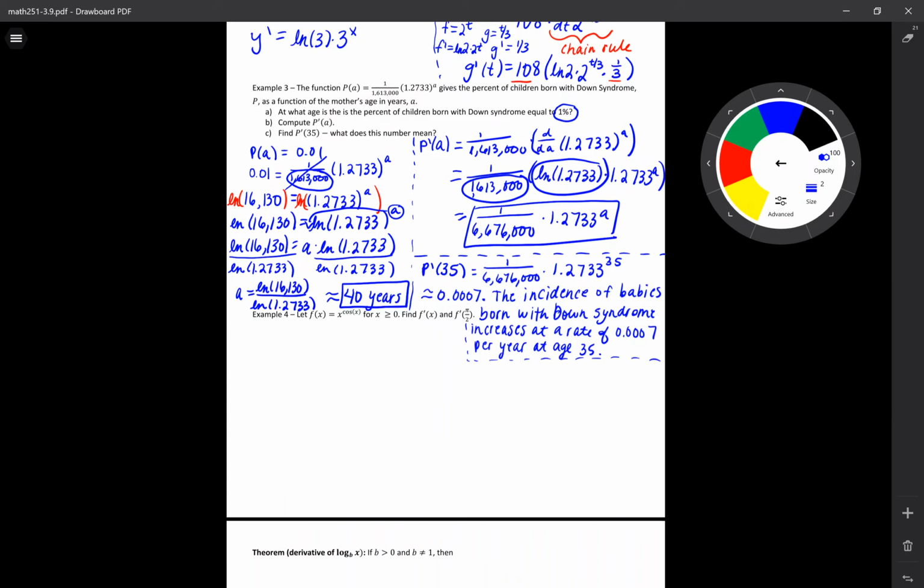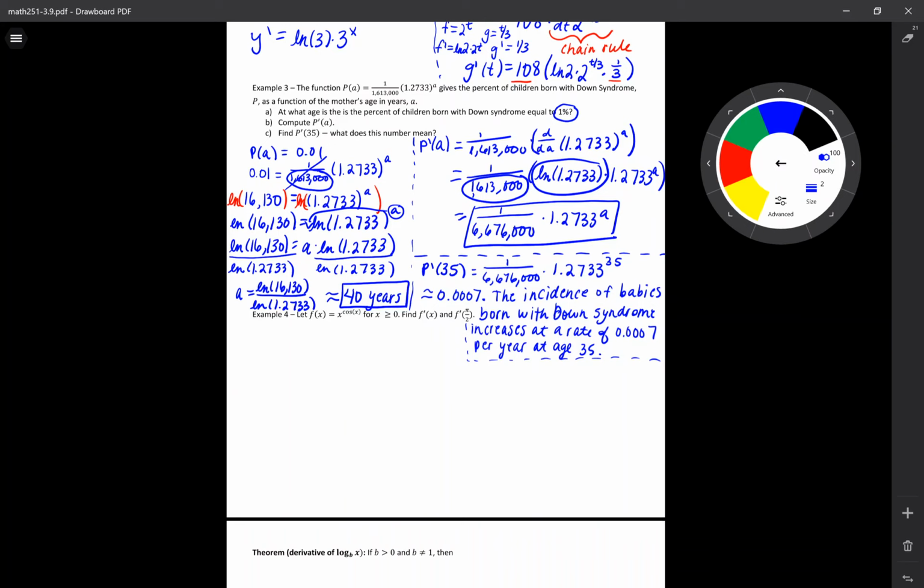So that's a good example of the applications of these kinds of mathematical expressions. All right, we have another example here. Let f of x equal x to the power of cosine x. We want to find f prime and f prime of pi over 2.